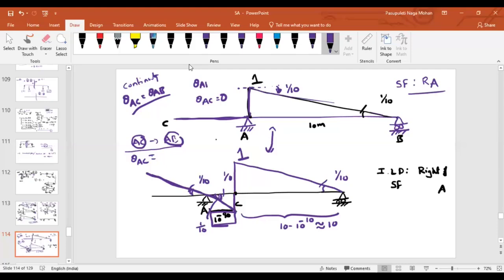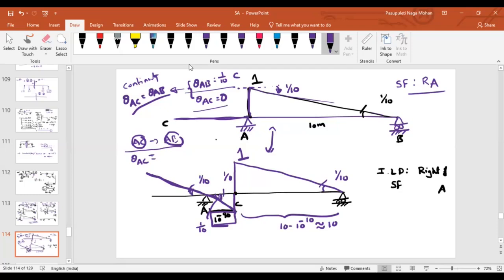What about the slope of AB? I am getting it as 1 by 10, and that too clockwise. Are these two the same? No. Then is this diagram correct? Continuity is not satisfied, isn't it? If I draw only like this, the slope of AB is 1 by 10 and the slope of AC is 0. But according to continuity, these must be the same.